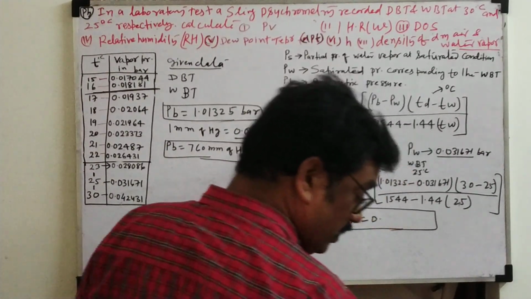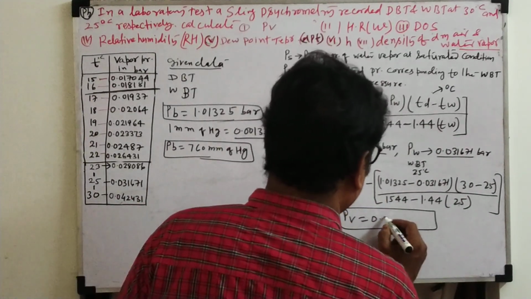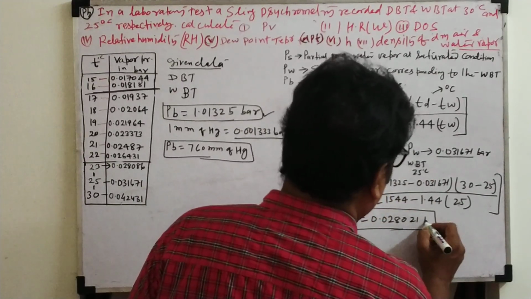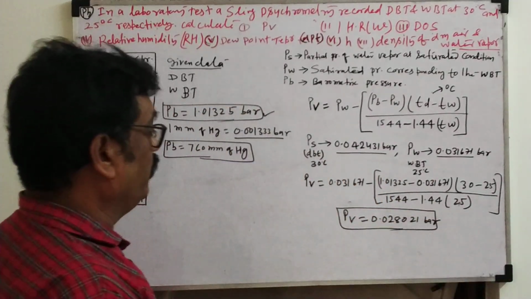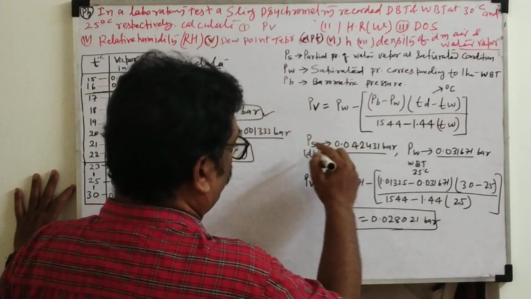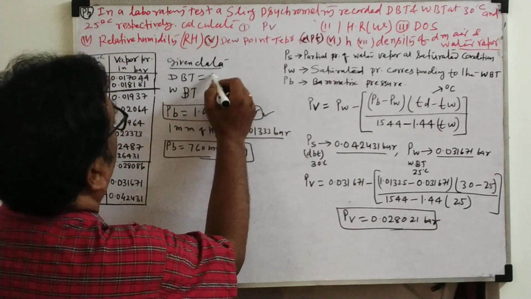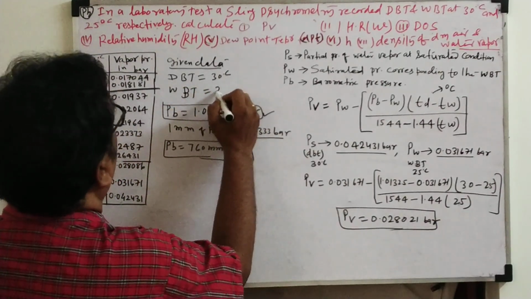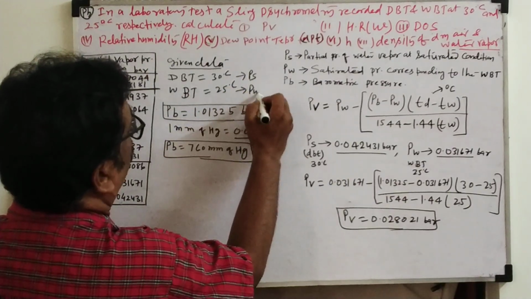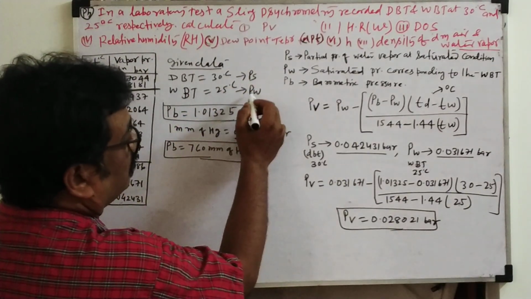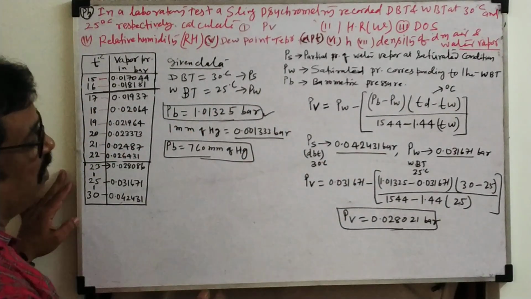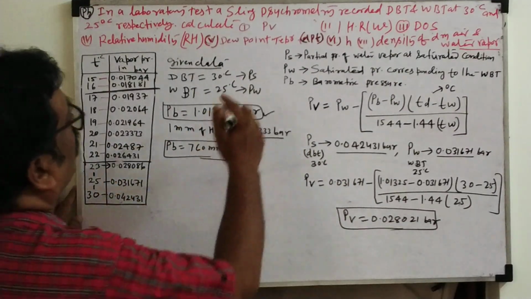Already we calculated 0.028, 0.021 bar. This partial pressure of water vapor we know. So if you know the formula, you need only these two data: dry bulb temperature, given as 30 degrees Celsius, and wet bulb temperature, 25 degrees Celsius. Based on this we'll get PS, based on this we'll get PW, and we'll substitute there. Barometric pressure is not given, this is the standard value from the chart. We got the partial pressure of water vapor. First one is over.